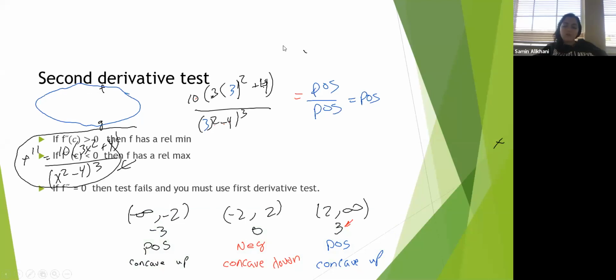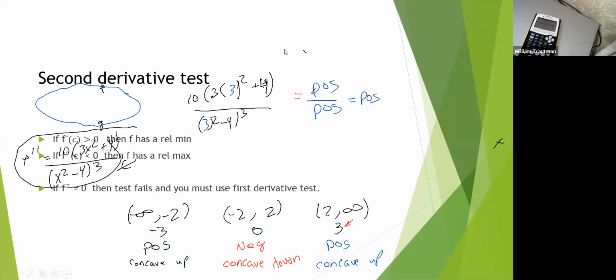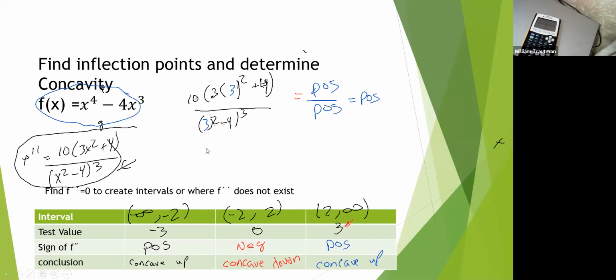So what is the role of the asymptotes over here? Since we didn't have any inflection points, the asymptotes told you where to put the intervals. You see, our asymptotes were -2 and 2. So that's where we're going to have our intervals.